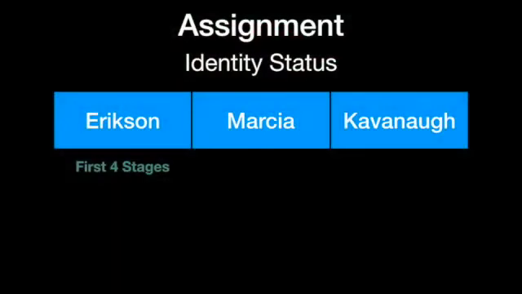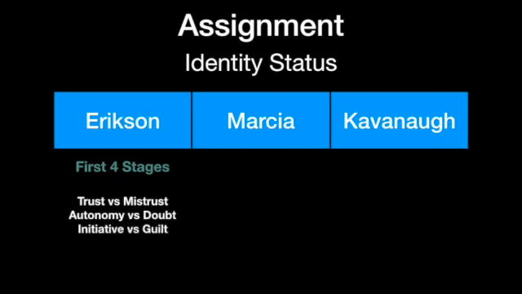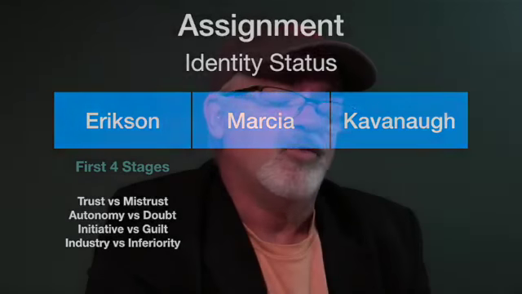Under Erikson, of course, we're looking at the first four stages, which all of you have gone through. The first stage is trust versus mistrust, the second stage, autonomy versus doubt, the third stage, initiative versus guilt, and the fourth stage, industry versus inferiority. In preparation for this assignment, you want to read up on Erikson's theory, and in particular, his first four stages.